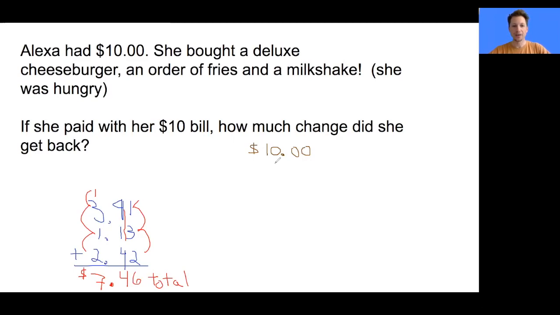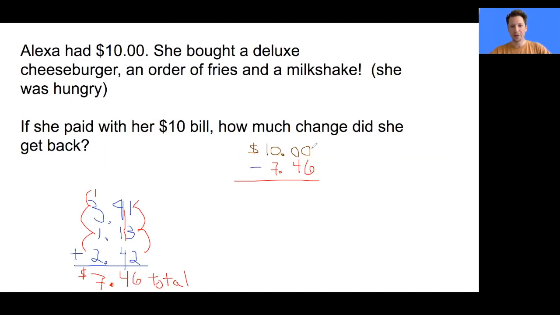Now, this is going to be the amount that she ordered down below. Let me write that in the same color. The amount that she ordered ended up equaling $7.46. Okay, so draw your line right here. Now you have to ask yourself, this $7.46 is how much she owes, and the $10 is how much she has. So you know this is a subtraction problem.